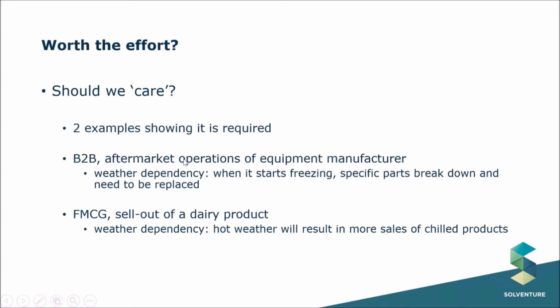One is an example from business to business. It's the aftermarket operations of an equipment manufacturer. And the expected weather dependency there is the following. In general, we say, okay, when it starts freezing, when it starts to get cold, we expect that certain parts of our machine have a higher risk of breaking down and will need to be replaced, right?